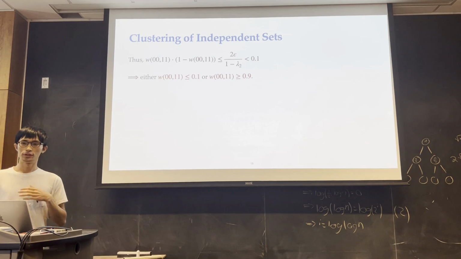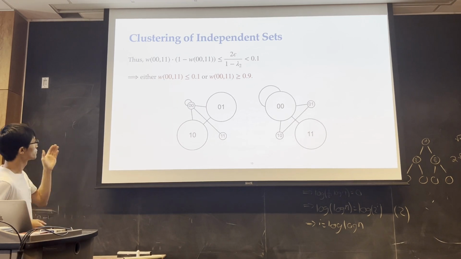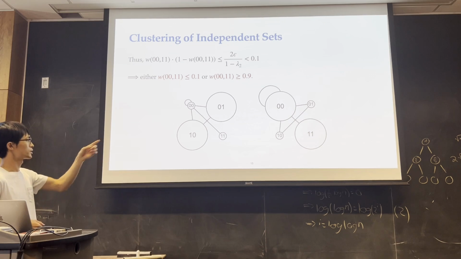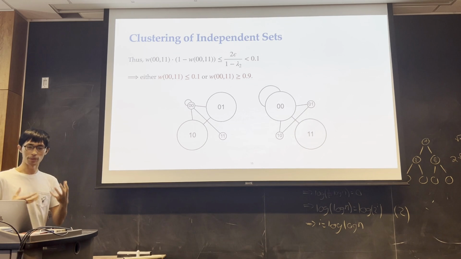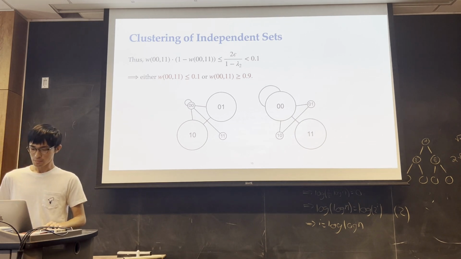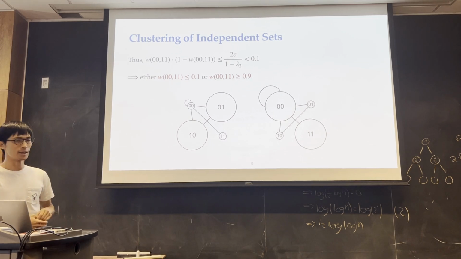Here we have two cases. In the first case, 0, 0 union 1, 1 is very small, so 1, 0 and 0, 1 is very big. So the graph actually looks like this. The four partitions are very imbalanced. And the second case is when 0, 0 union 1, 1 is at least 0.9.